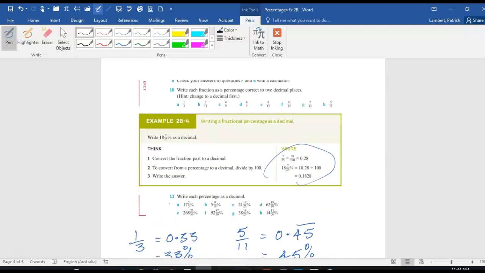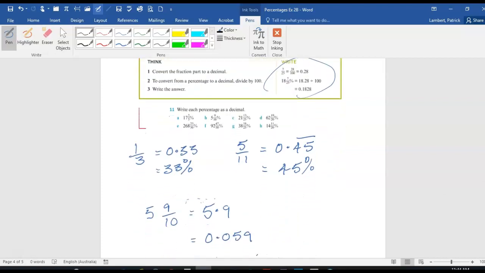Okay, this one here. Write each fraction as a percentage. This is question 10, correct to 2 decimal places. Part A, 1 divided by 3 becomes 0.33 multiplied by 100. Decimal point goes to here, 33%. 5 on 11, if you divide it out, is 0.45, 0.45454545, and we know that that is a bar across the two there. When we multiply, it becomes 45%.